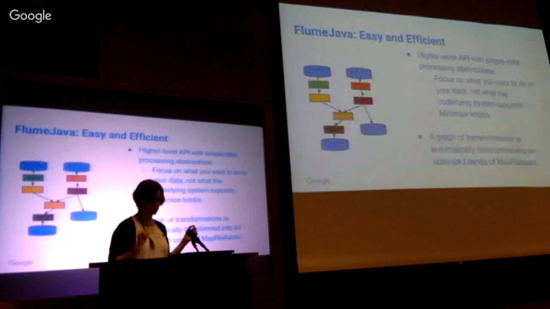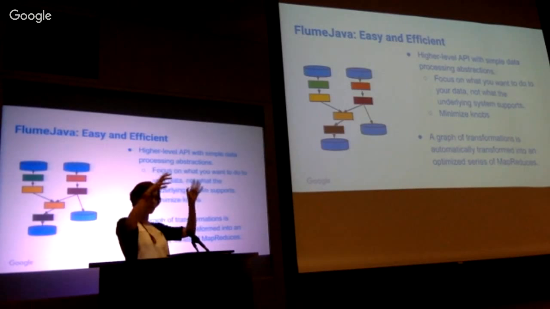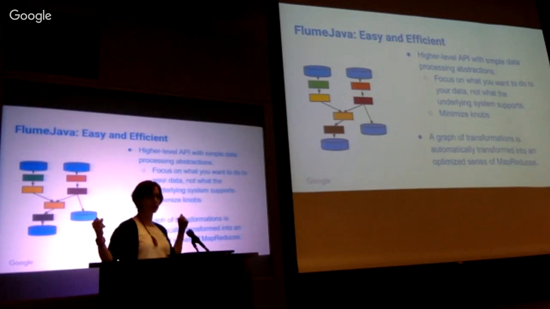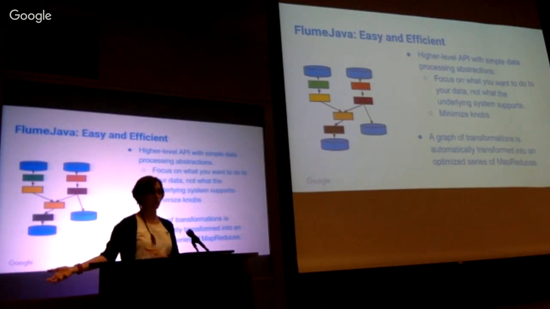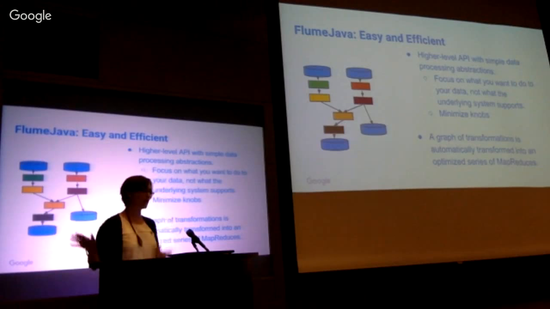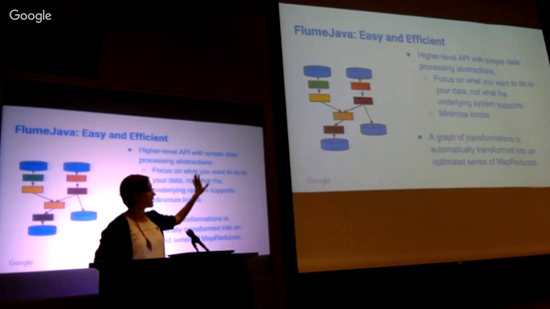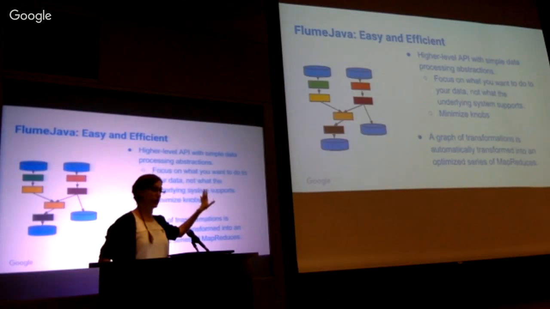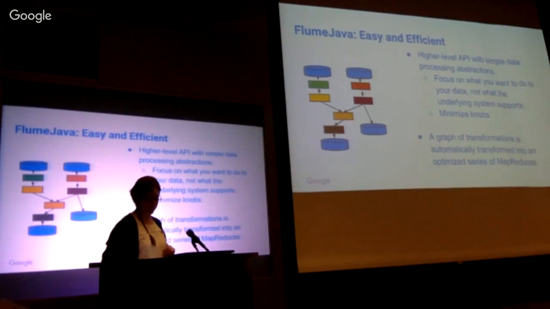So in Google, we came up with Flume Java, which allowed you to express what you're trying to do in terms of this data processing pipeline. And then the system would take this pipeline and convert it into MapReduces, because MapReduce was very optimized, scalable, and everything else. So this allowed Google engineers to focus on their application and not on how to run the MapReduce.